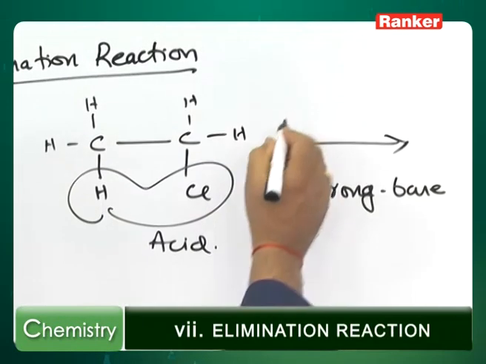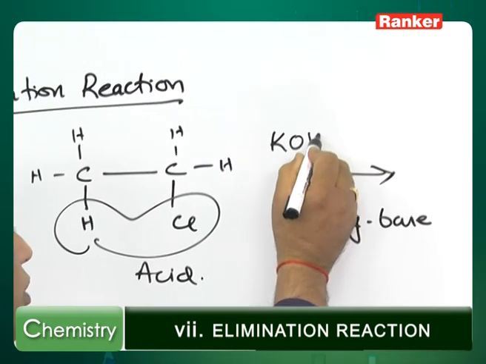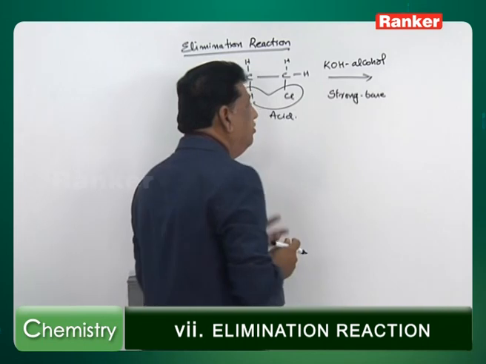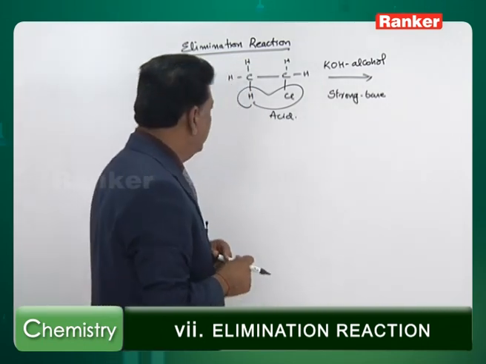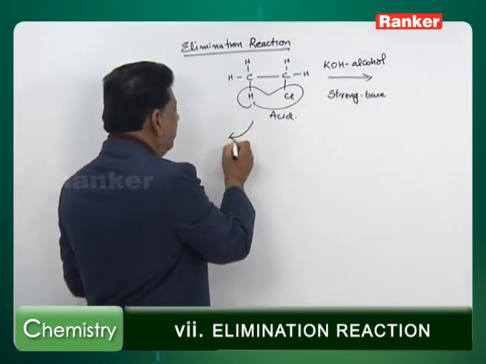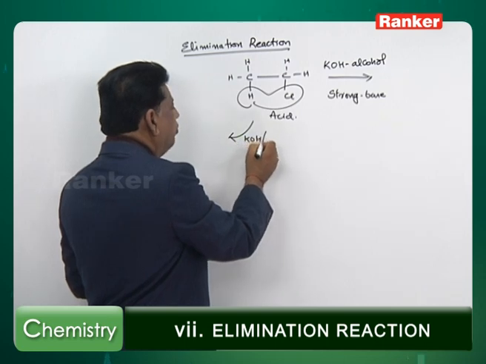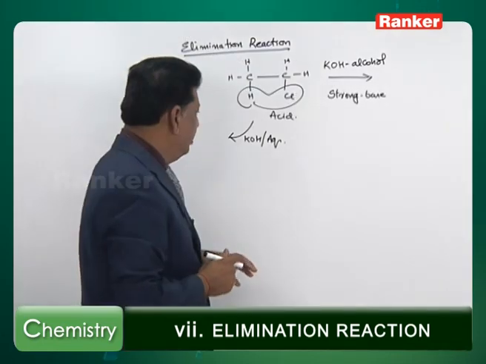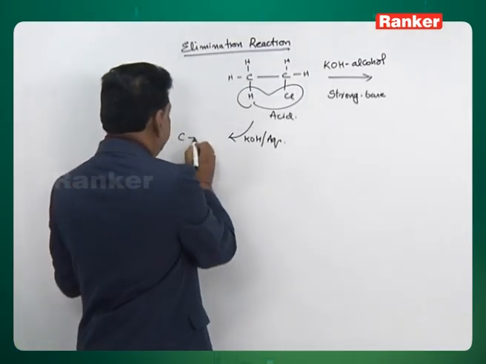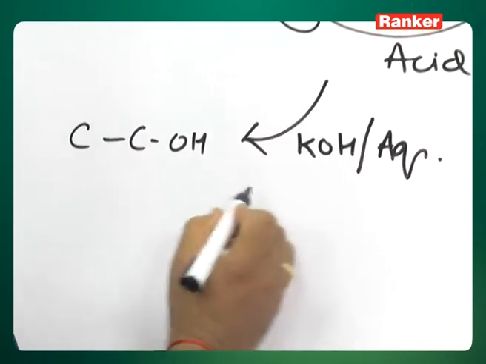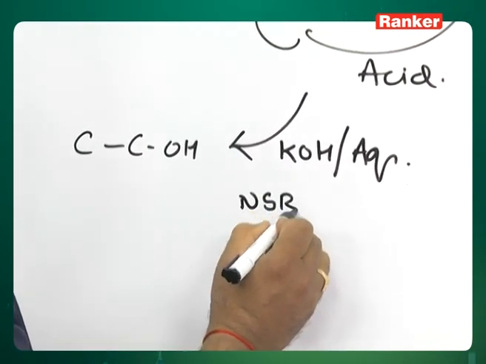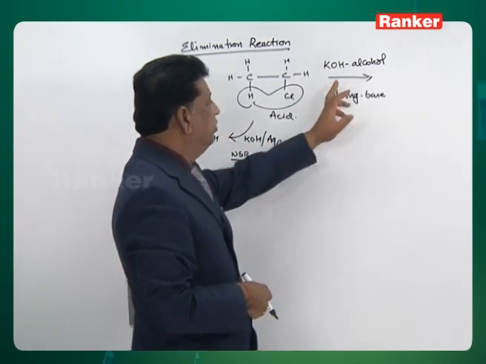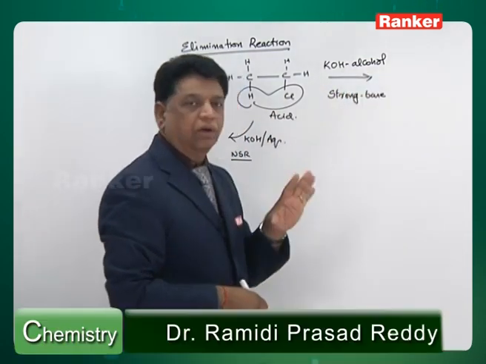What does strong base mean? Generally, we take potassium hydroxide in alcohol. Now, why alcohol? We have a small doubt here. The same KOH when I dissolve in water is called aqueous. Water-dissolved potassium hydroxide will do another type of reaction, that is OH, a nucleophilic substitution reaction taking place. So, one must be very careful in writing this alcohol.